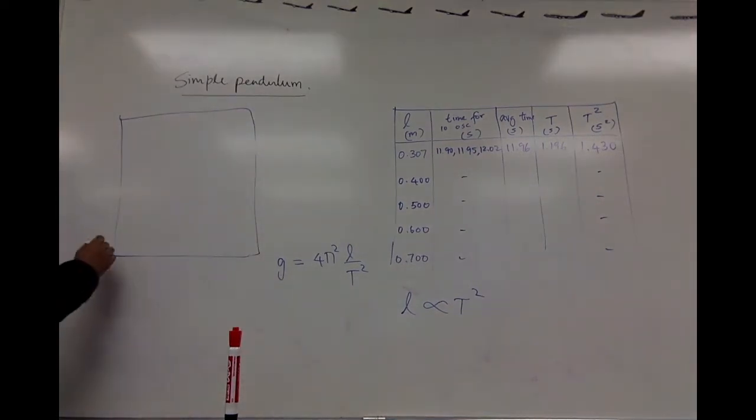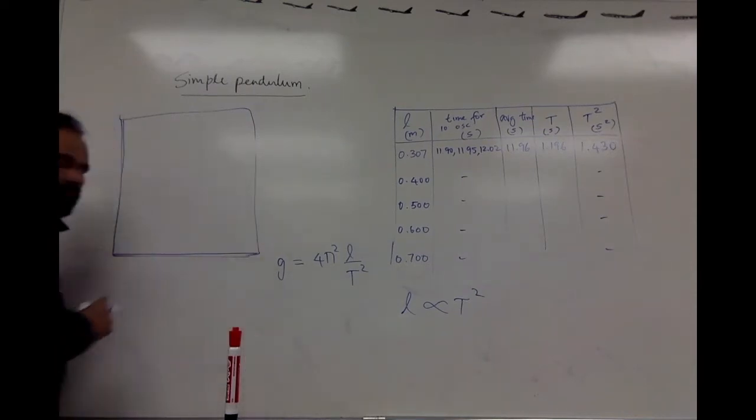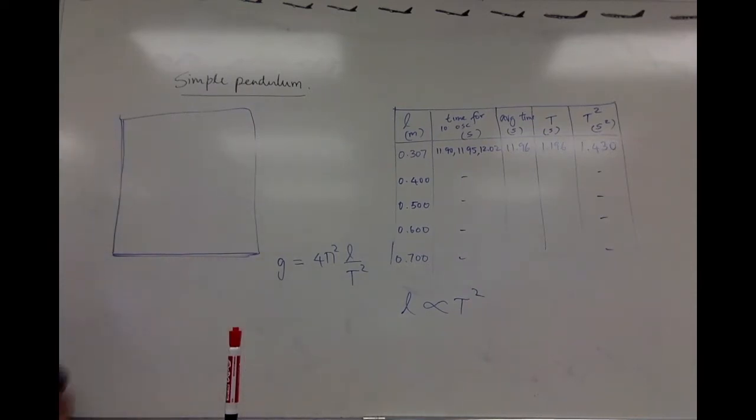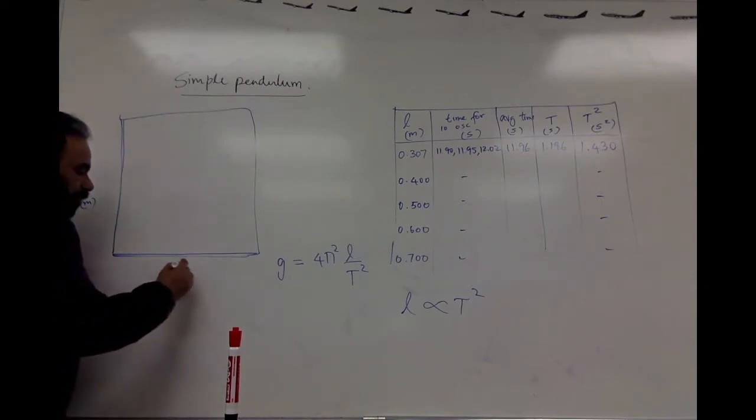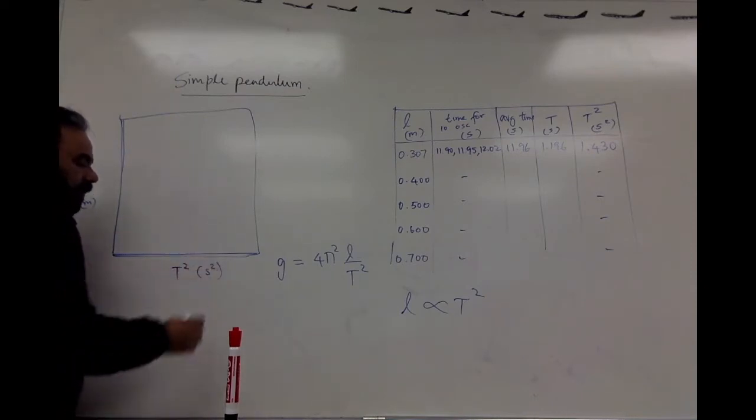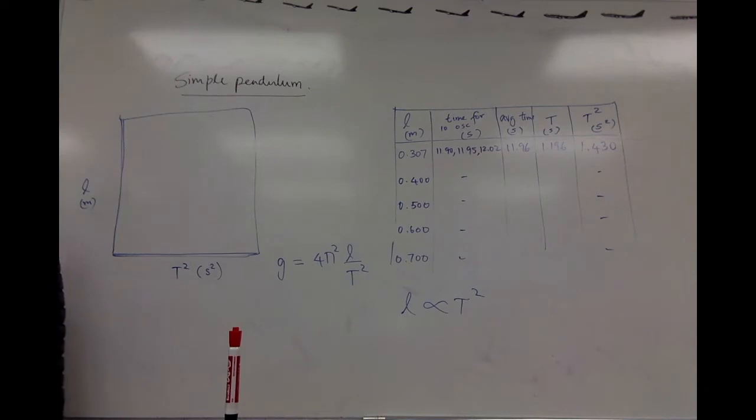And on the graph you have the y-axis and the x-axis. What we're going to plot on the y-axis is length in meters. And what you're going to plot on the x-axis is time square in second square. I'll show you how to plot a graph later, and that's very important.